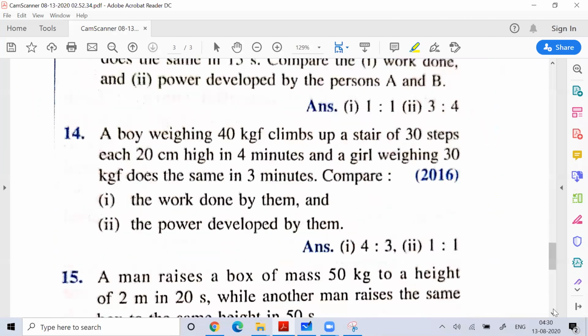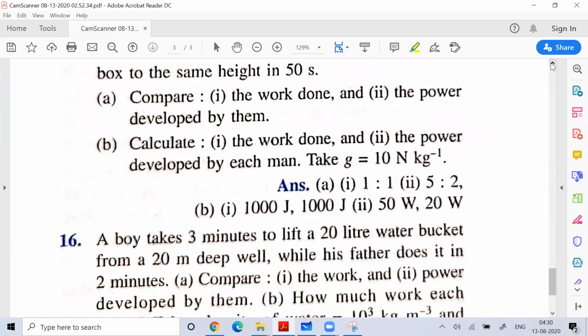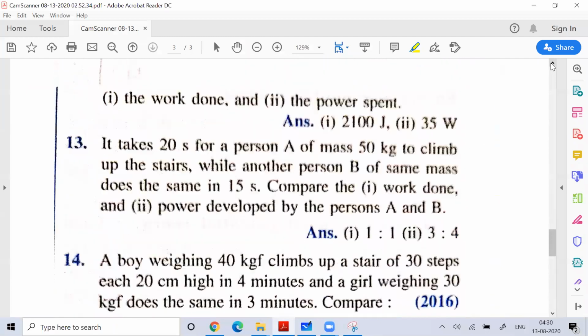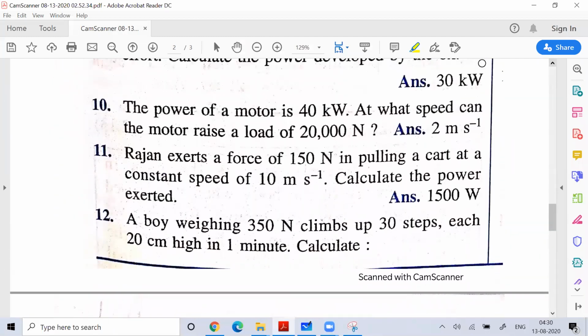Then you can see the question number 10. Power is 40 kilowatt, and the force is 20,000 Newton. So you can do it very easily. You know the formula that power is equal to force into velocity.